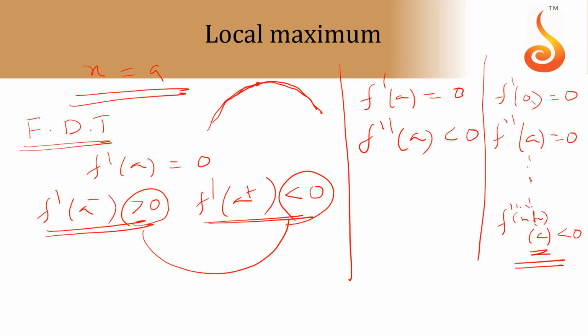Now suppose I got f double dash also 0 at that point x equal to a. Then I will go for f triple dash, which is again an odd derivative. Assume that this odd derivative is not equal to 0. Then that point is called a point of inflection. But if f triple dash, the odd derivative, is 0, then I will calculate the fourth derivative. Suppose it is less than 0, then again that point a is a local maximum. Like that it will move.